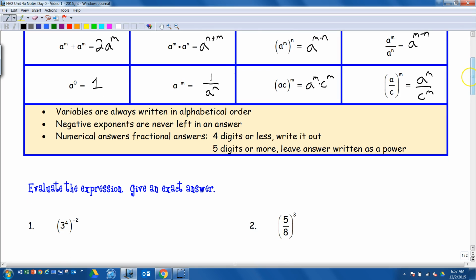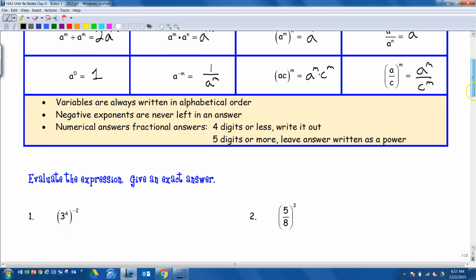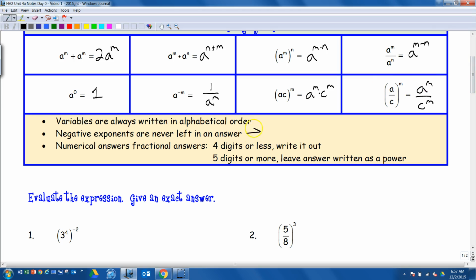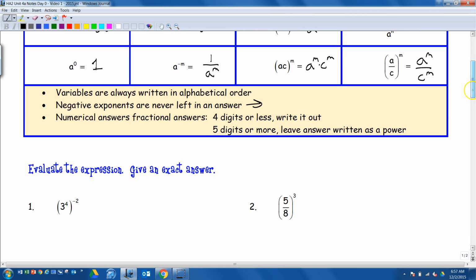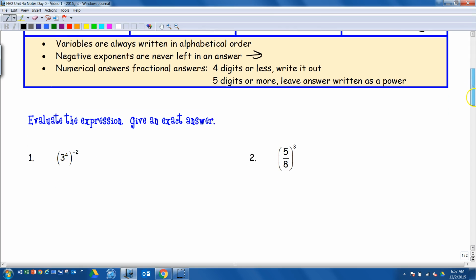So variables are always written in alphabetical order. Negative exponents are never left in the answer. That's important. Numerical answers and fractional answers: write it out if there's 4 or less digits, and if it's 5 or more digits, leave it as powers. And I'll show you maybe an example of that for number 4.